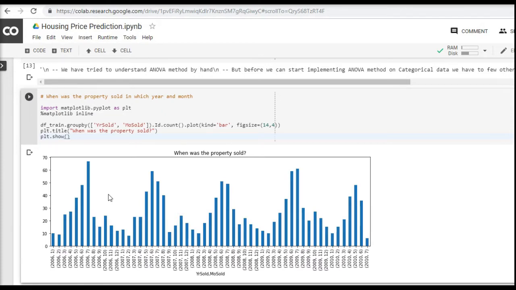Okay, interesting. So we see an interesting trend here. If you notice, around June and July of every year, the number of properties sold goes up mostly around June and July. Quite an interesting pattern, which we will explore later in this series. But let's keep in mind that we have to do an analysis on this as well.